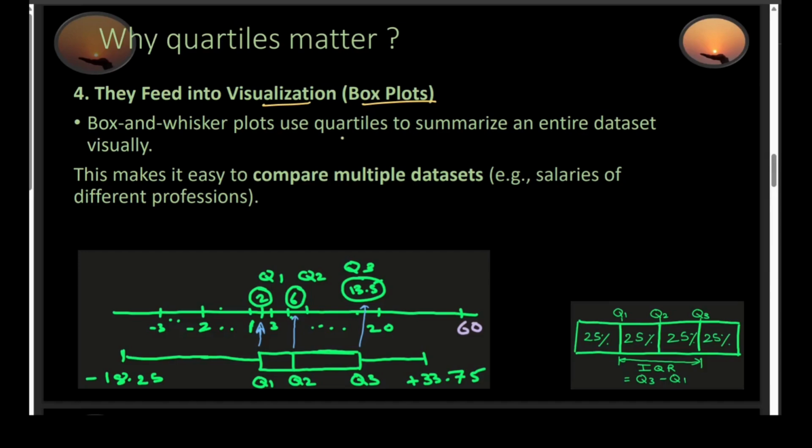So they actually use your quartiles to summarize the entire data set visually, and they also help you identify your outlier points. So this is an example of a box plot right here. In this case, you can see my Q1 is going to be here, my Q2 is there, my Q3 is here. These points, these whiskers right here, these are my upper and lower boundary. My lower boundary, my upper boundary.